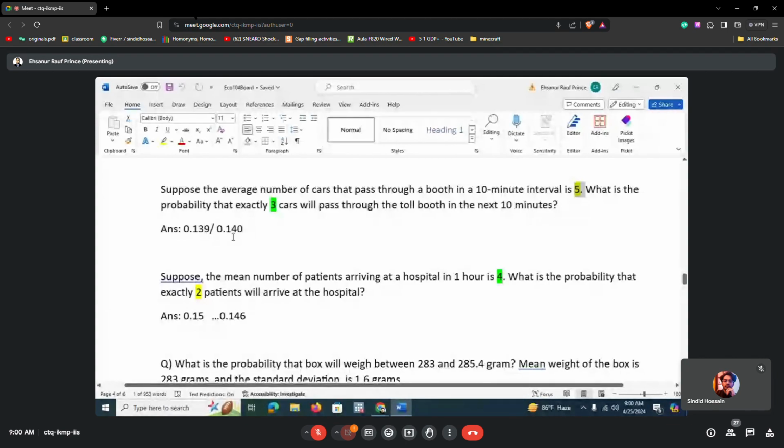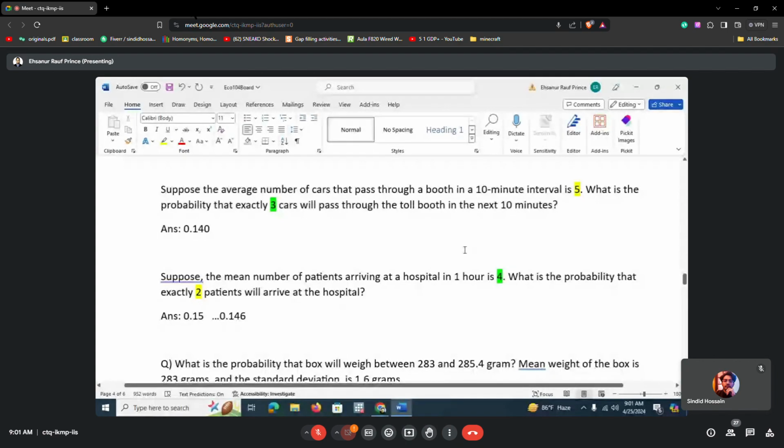Very good, 0.140 is coming. So the value is 0.140, the answer. Remember, this is the probability of success, the probability that three cars will pass through the booth in the next 10 minutes.